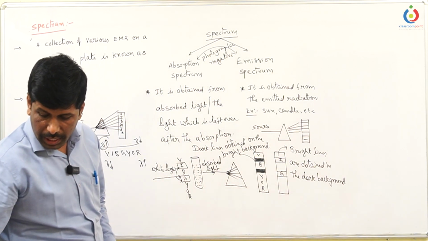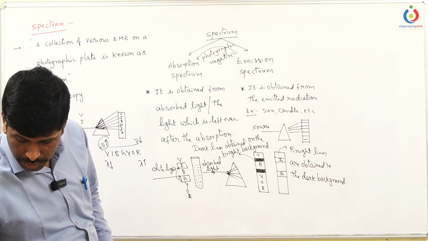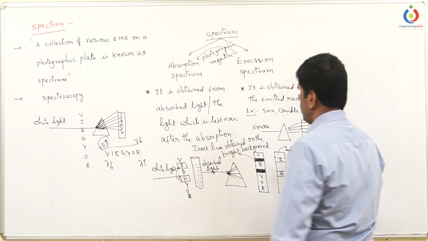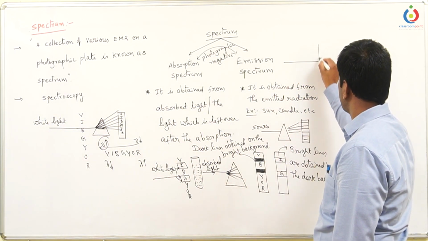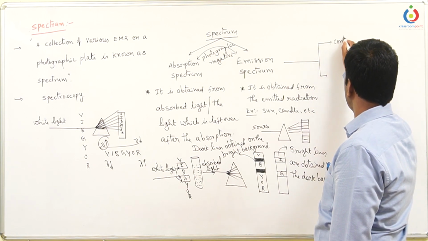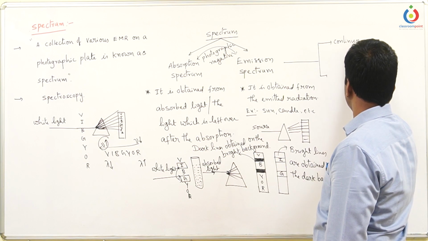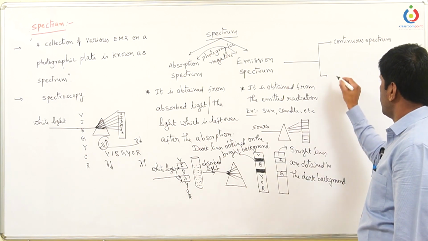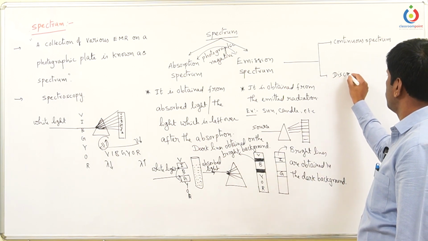Now let us see how many types of emission spectrum and absorption spectrum are present. Emission spectrum is basically of two types. One is the continuous spectrum, and the second one is the discontinuous spectrum.